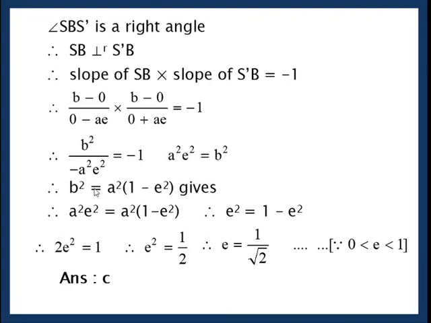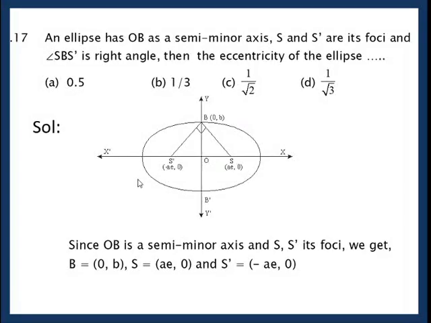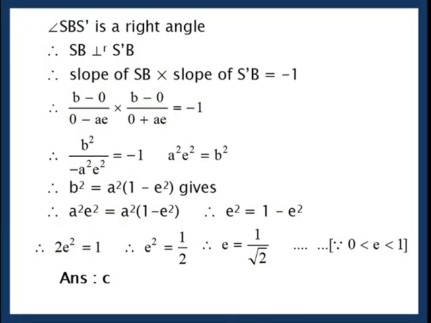But for an ellipse, what is b²? It is a²(1 − e²). Open the bracket. Replace a²e² by b². You get e equal to 1/√2. So the correct option is C, Calcutta.